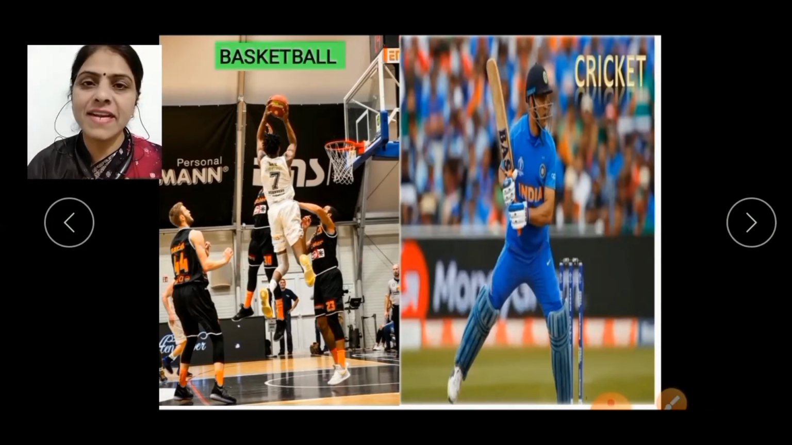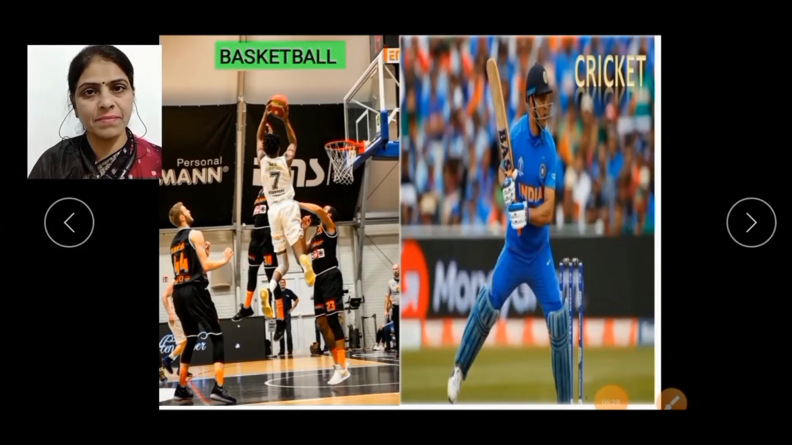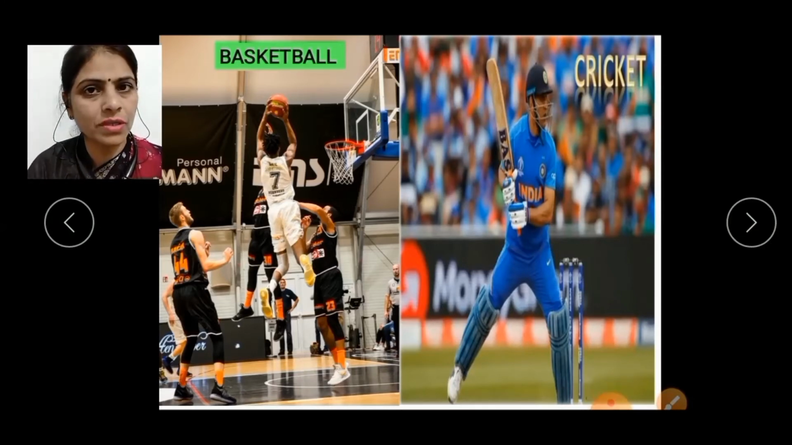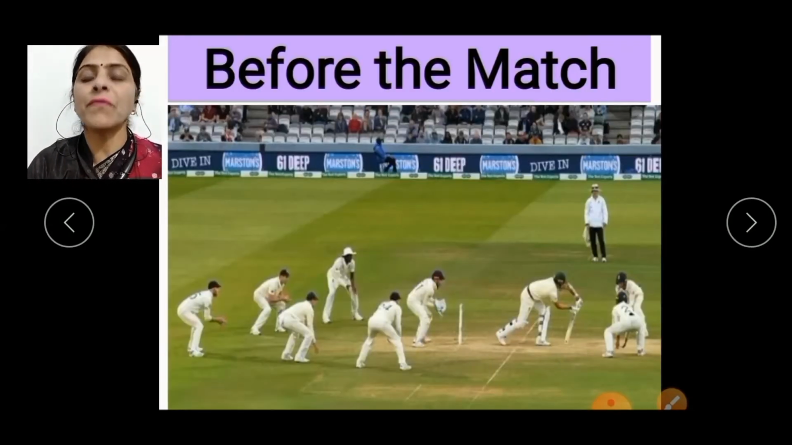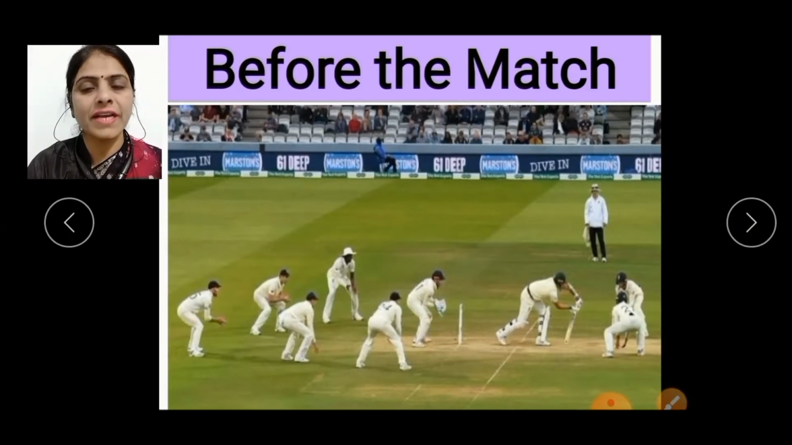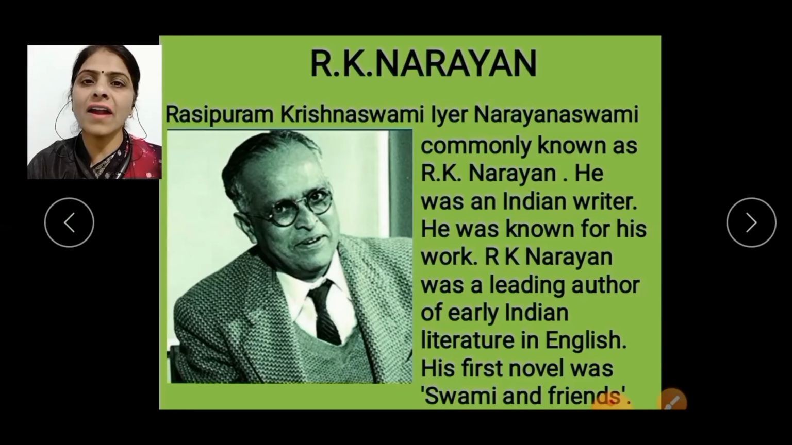Because the next lesson which we are going to have is related to a bowler who is a member of a cricket team and tries his best for the victory of his team by skipping his drill classes in school. Now, do you want to know the name of the lesson? The name of the lesson is Before the Match. This short story is part of a novel, Swami and Friends, which is written by R.K. Narayan.